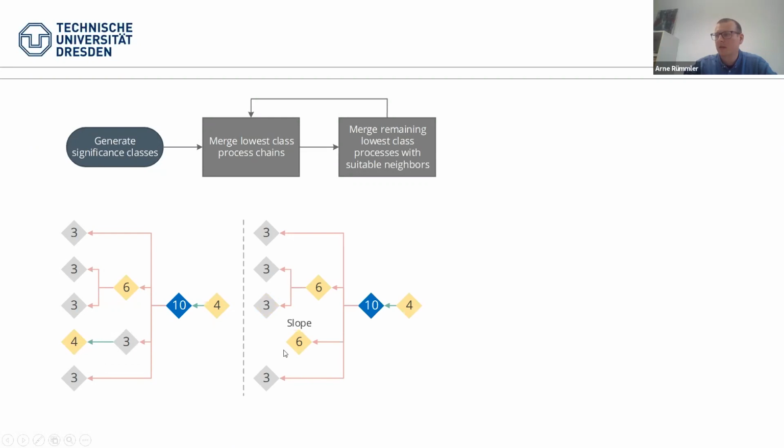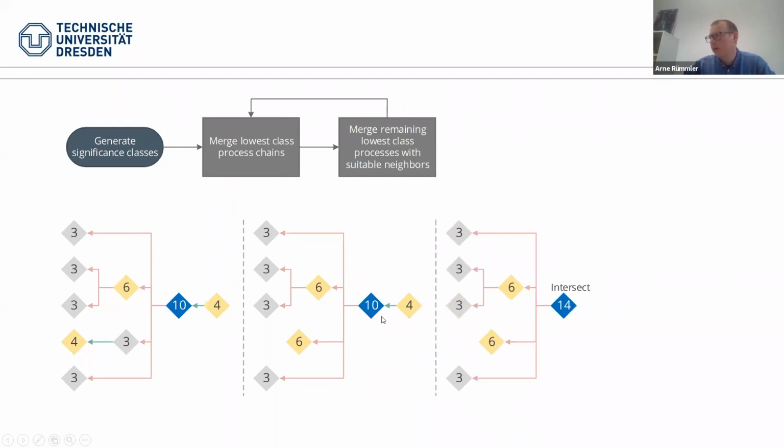The new significance is 6. Then we don't find a process belonging to the lowest class. Therefore, we increment the class and search for a process with a suitable name of class 2, which in this case is the process here, select habitat, and its neighbors intersect. And we merge them and find, okay, the new process is named intersect again, and the new significance is 14.